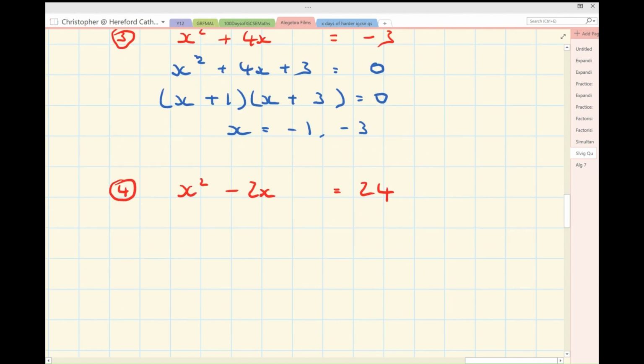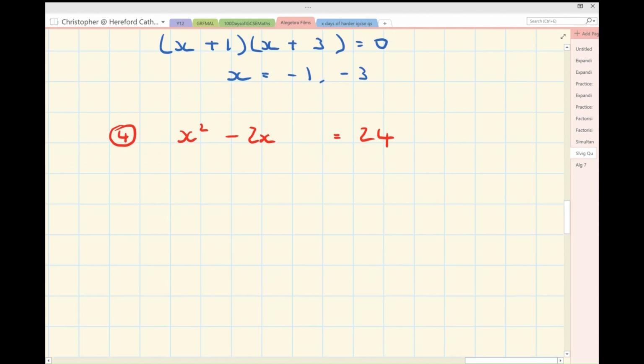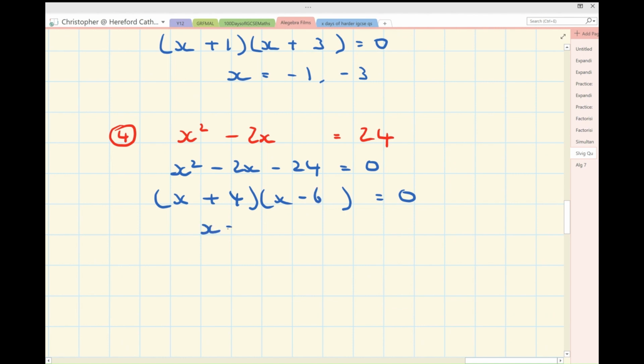Number 4, again, the equation needs setting equal to 0. So I'm going to subtract 24 from both sides first. Okay, and now factorise. You could pause and do it ahead of me. Multiplying to a minus, and I've got minus 2x's, so it's going to be plus 4 and minus 6. Just check that works out, and now I can simply write down the values of x which make each of my two expressions equal to 0.